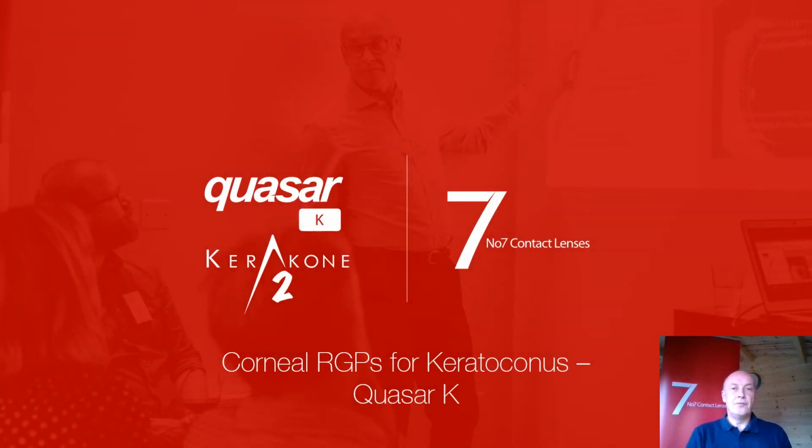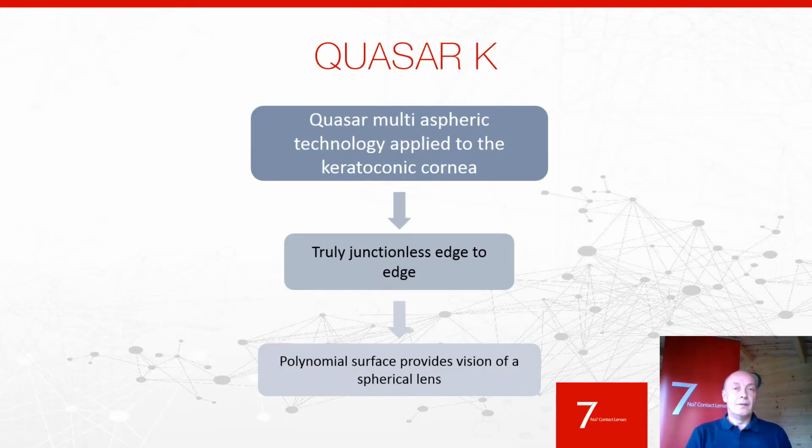Quasar K is another corneal lens that we produce at number 7 for the correction of keratoconus. The difference between the Quasar K and the Keratoconus 2 is that the Quasar K is an aspheric lens design. So there are no harsh junctions anywhere on the back surface of the lens. This provides really good fit and also can improve the vision.